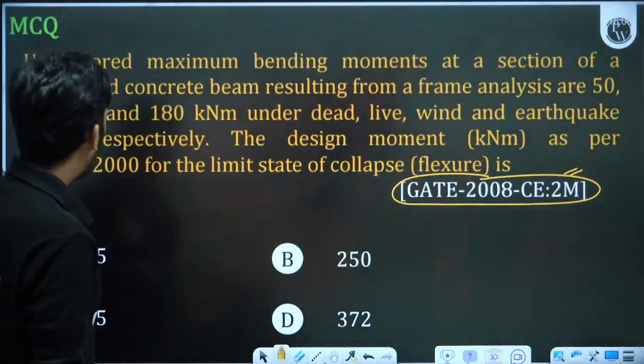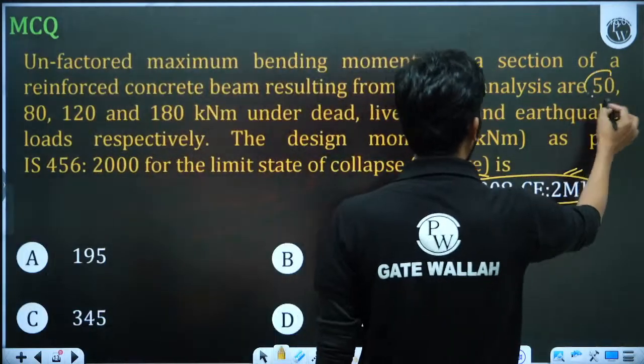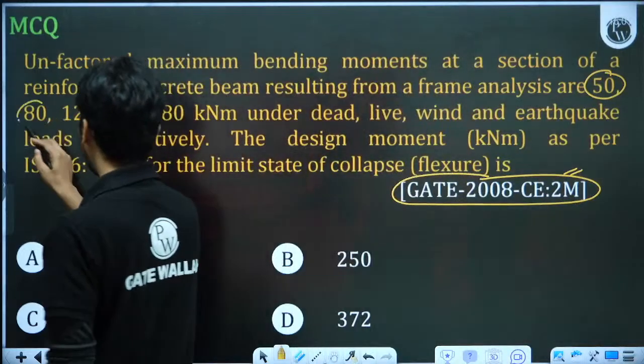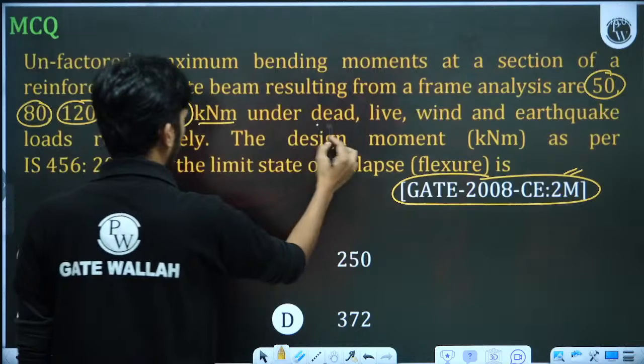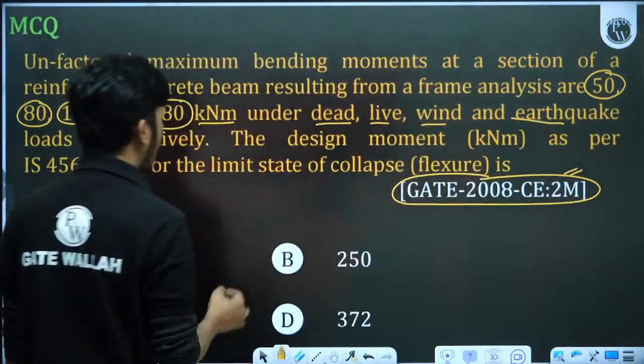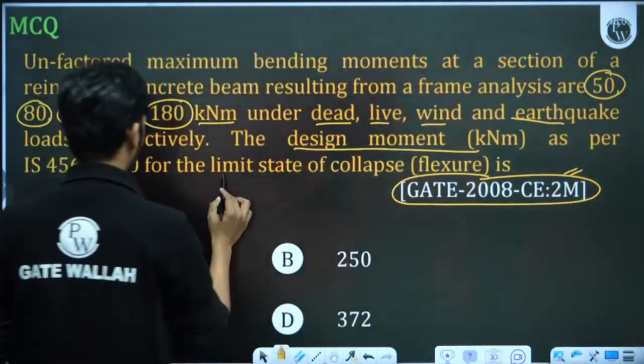Here the moment due to dead load is given as 50, due to live load 80, wind load 120 and earthquake load 180 kN meter. Under dead, live, wind and earthquake they have given, and they are asking the design moment under limit state.